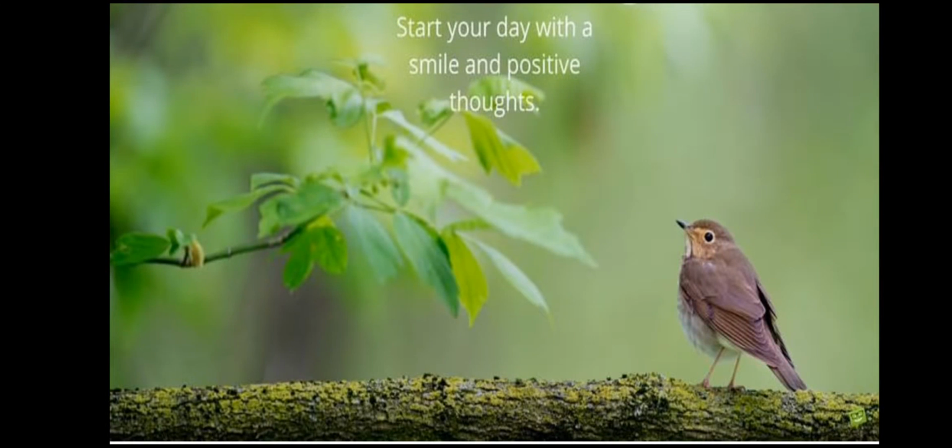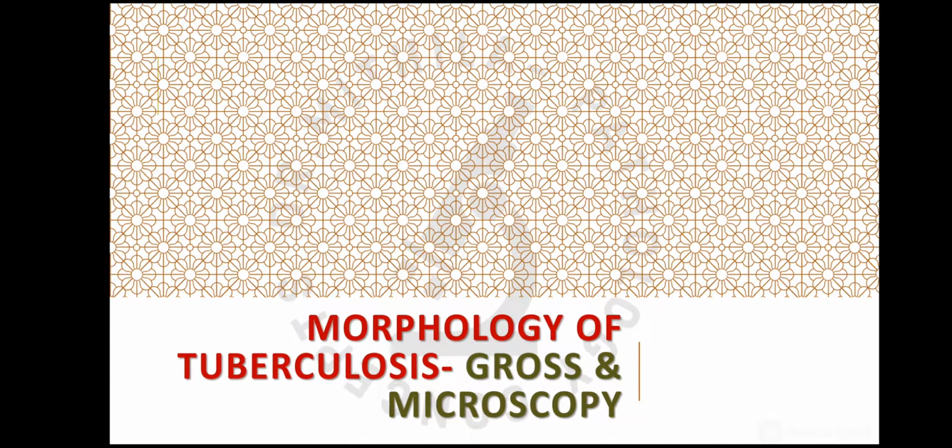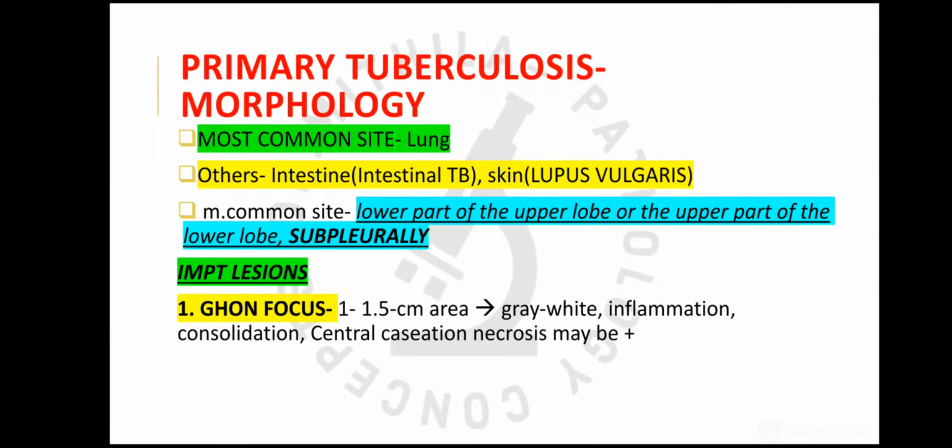Hello and welcome everyone. In continuation with the topic of tuberculosis, I'll be covering morphology of tuberculosis, that is gross features and microscopic features. So coming to primary tuberculosis, which occurs in an individual who is unexposed and unsensitized to the TB bacilli. The primary TB most commonly occurs in lung, but it can also occur in intestine, where it is known as intestinal tuberculosis caused by Mycobacterium bovis, which is found in unpasteurized milk.